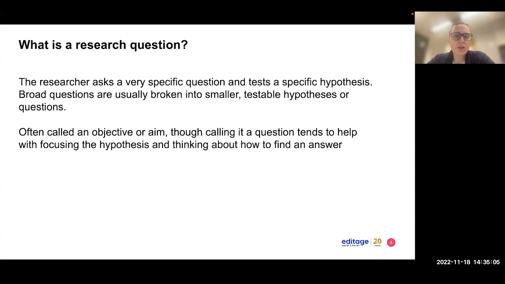And through calling it a question, you tend to help with focusing the hypothesis and thinking about how to find an answer. So you're trying to find an answer to your question about a specific research that you want to do, but you want it answered in a specific way so you can use data for the answer.